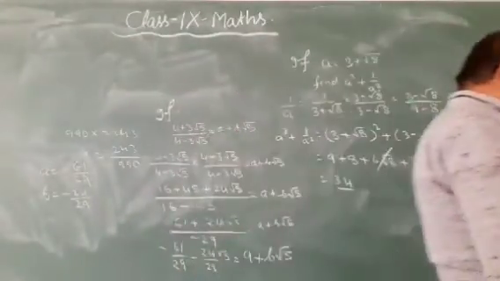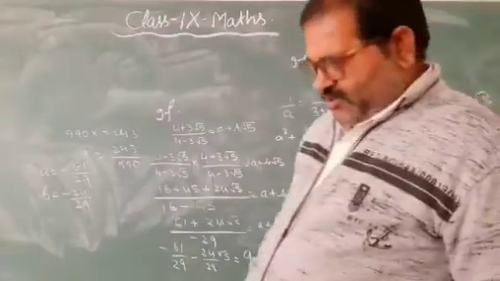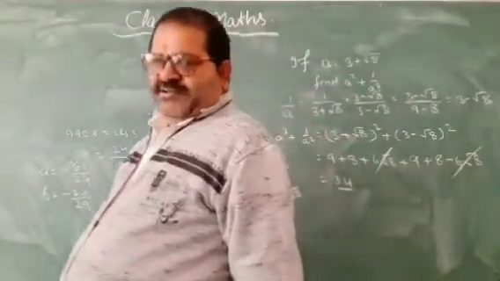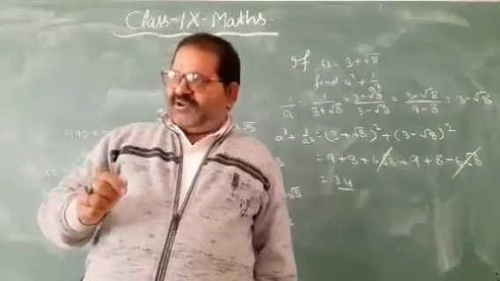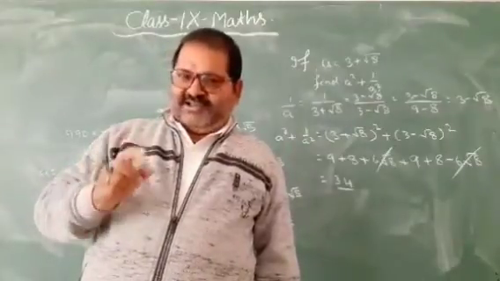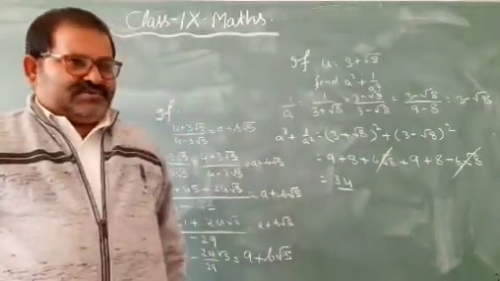So therefore the value of a square plus 1 upon a square equals 34. Clear?